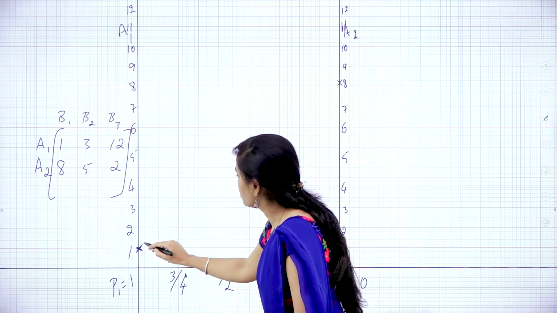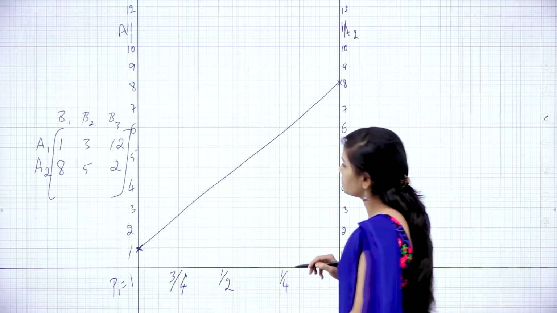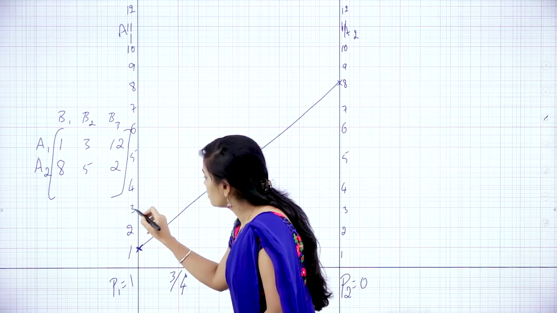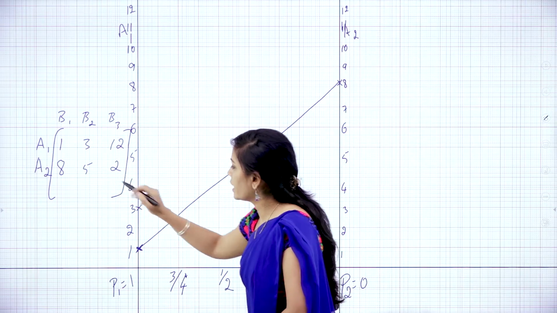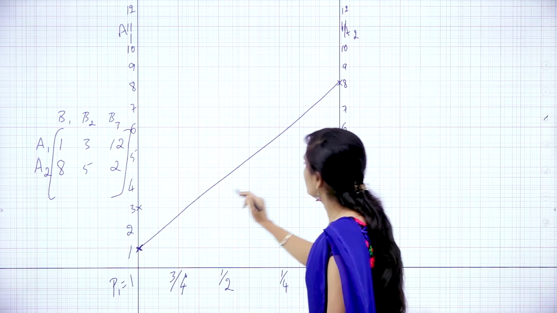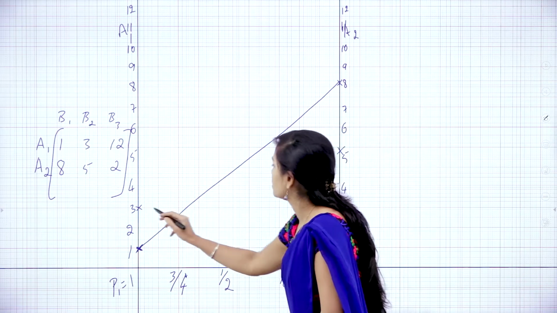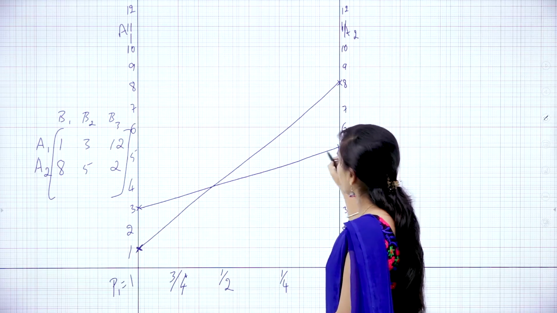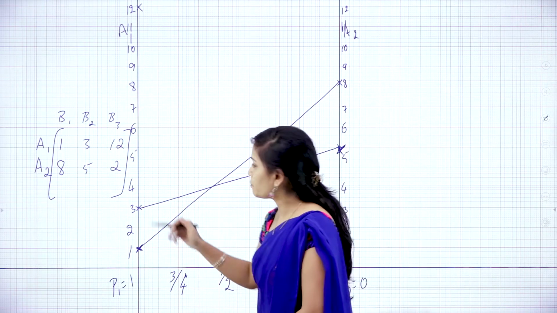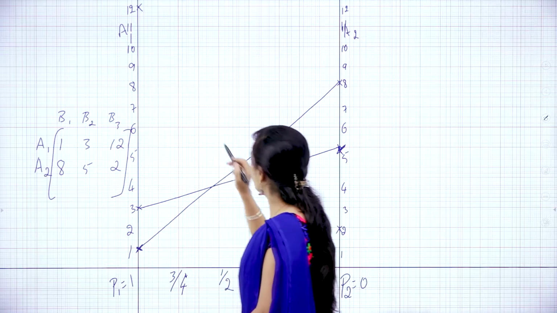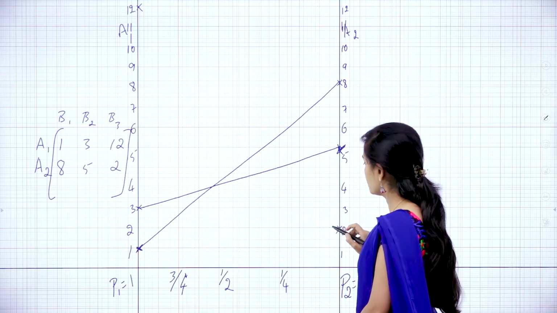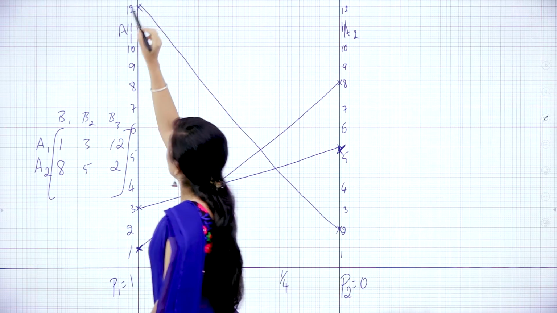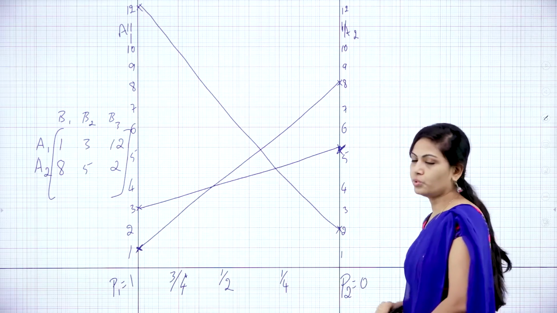Join these two lines, 1 to 8 and 3 to 5. 3 and 5: the first vertical column is 3, the second column is 5. So mark these two lines. I have marked this 5 and 3. So the next point is 12 to 2. From 12 to 2 you have to mark these 2 points. Mark it properly by using the scale. So now 12 to 2 is finished.